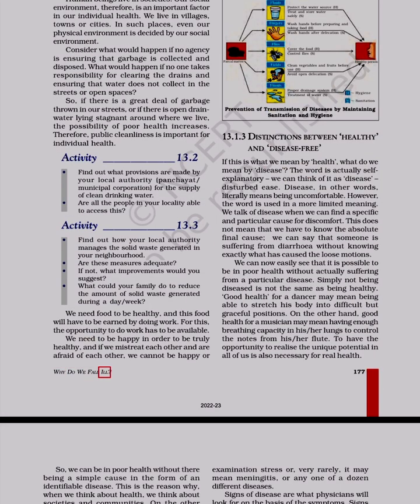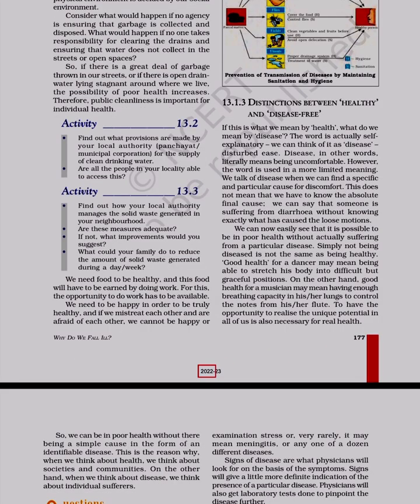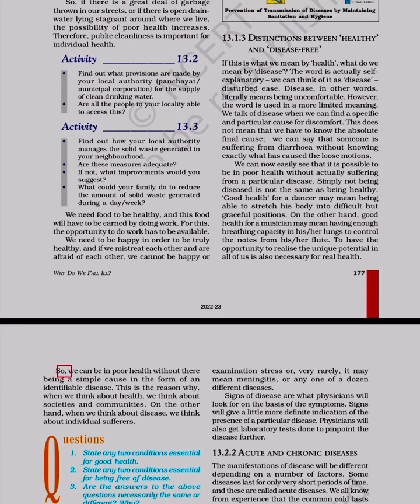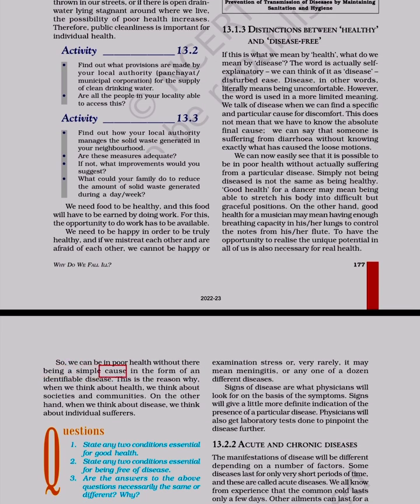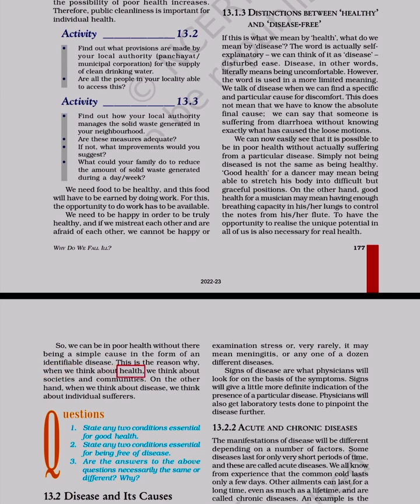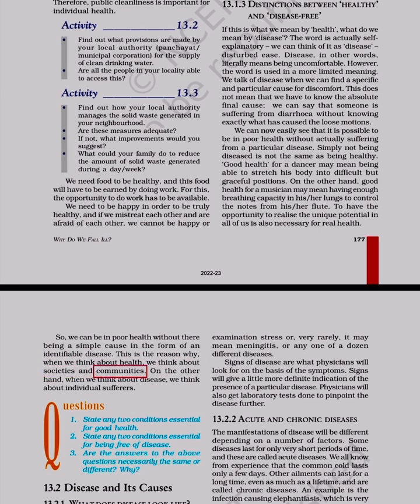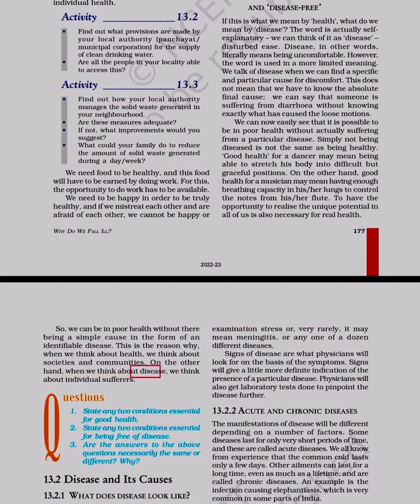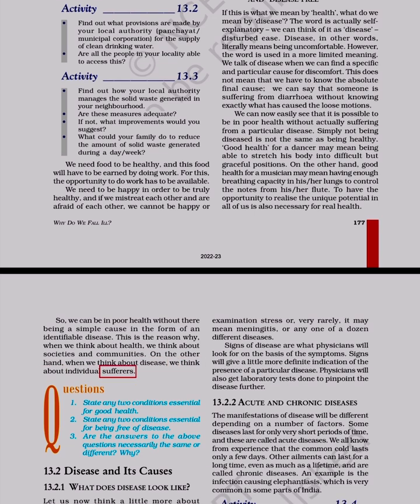Why do we fall ill? So, we can be in poor health without there being a simple cause in the form of an identifiable disease. This is the reason why, when we think about health, we think about societies and communities. On the other hand, when we think about disease, we think about individual sufferers.